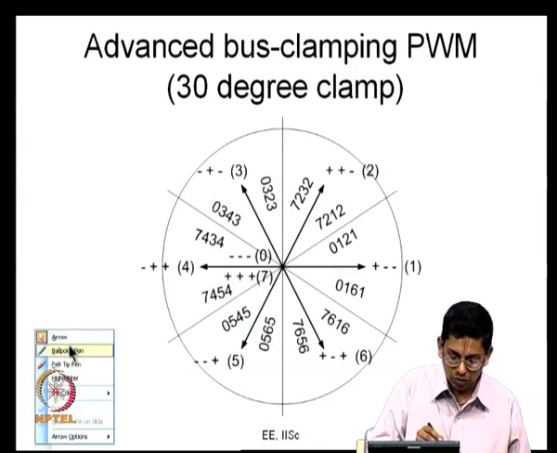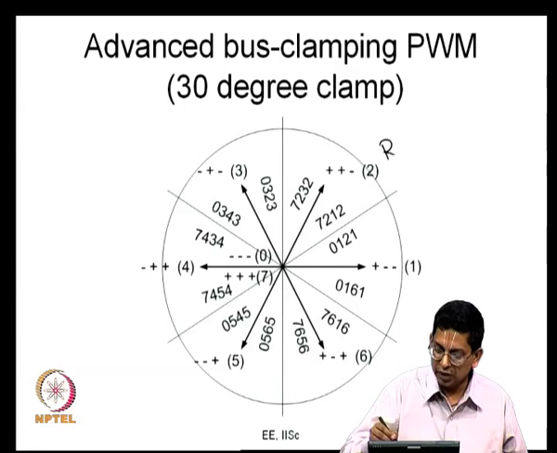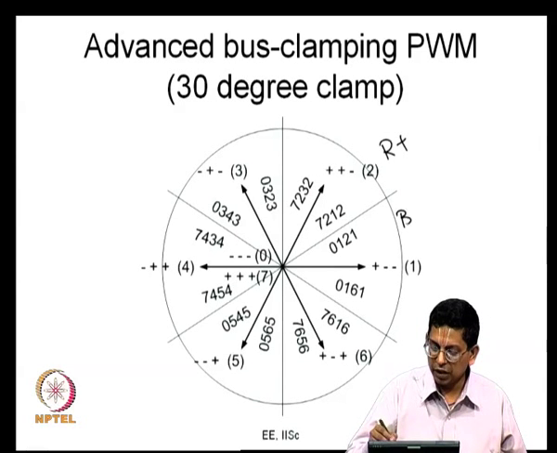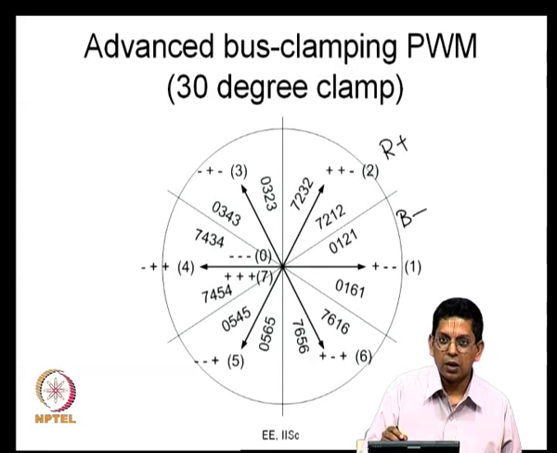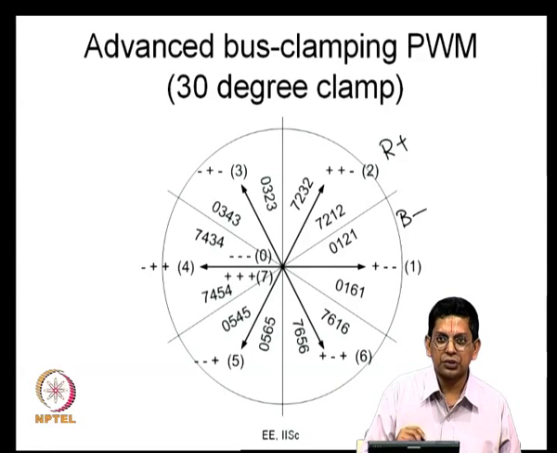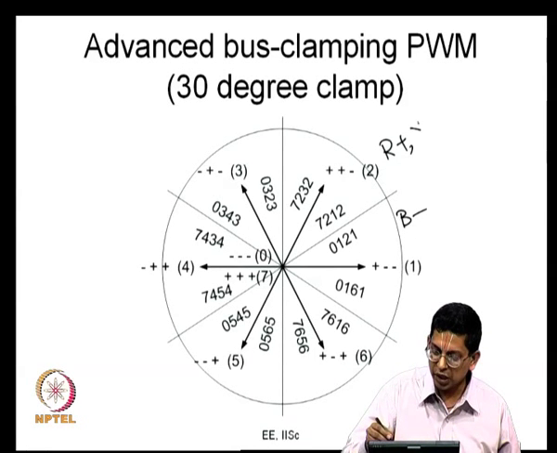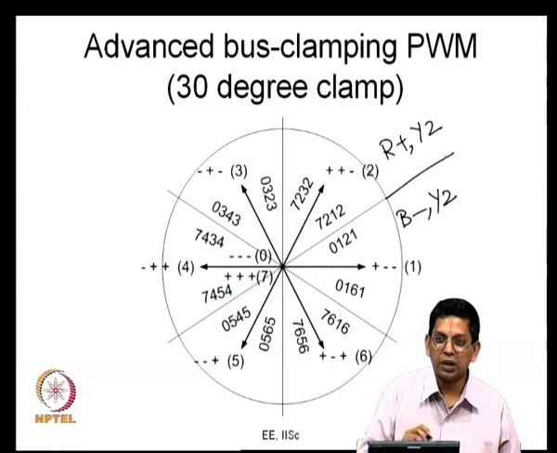Now, because of this, what is going to happen? Here R is positive and here B is negative as before. In sector 1, R can get clamped to the positive bus if plus plus plus alone is used, and B gets clamped to the negative bus if minus minus minus alone is used, and that is what happens here. In addition to that, you have Y phase double switches, and this again you remember is the 0 crossing of Y phase. So, this is again another example of advanced bus clamping PWM.